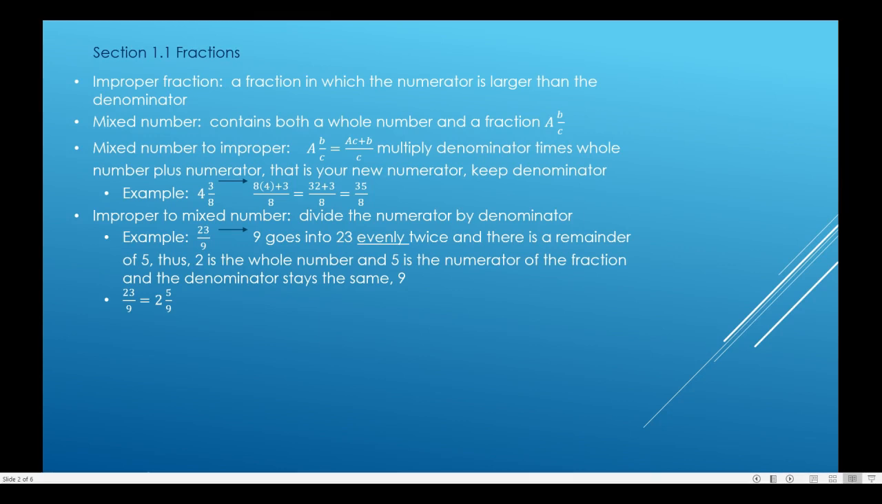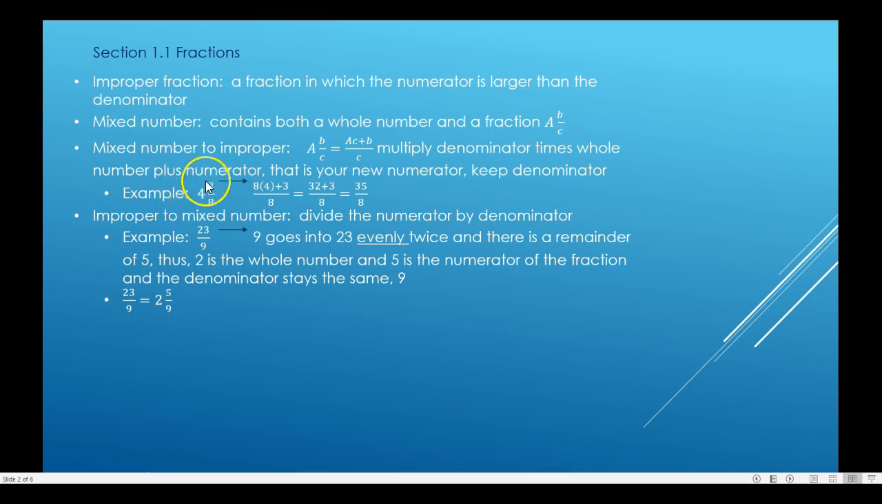In order to turn a mixed number into an improper fraction, you take your denominator multiplied by the whole number, then add the numerator, and that would be the top of your fraction, your new numerator, and you would keep the denominator.